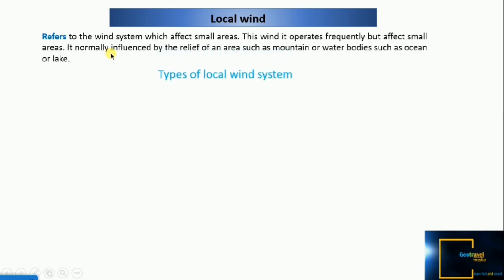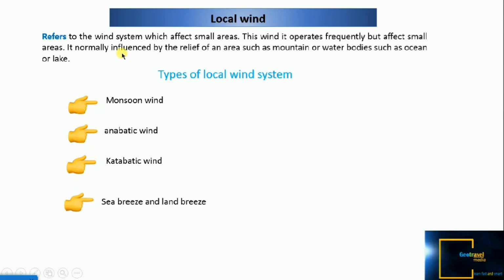Types of local wind. There are several types of local winds, which include monsoon wind, anabatic wind, katabatic wind, sea breeze and land breeze, and the Chinook wind, which may be referred to as descending wind. Let us start by discussing monsoon wind.